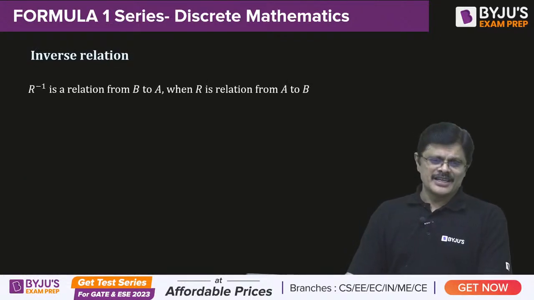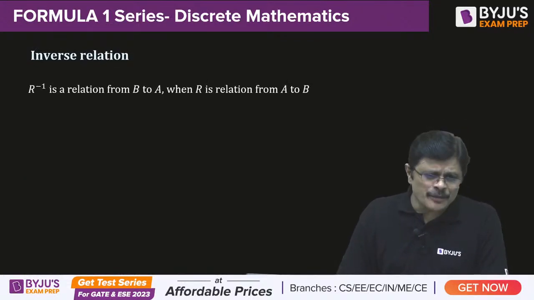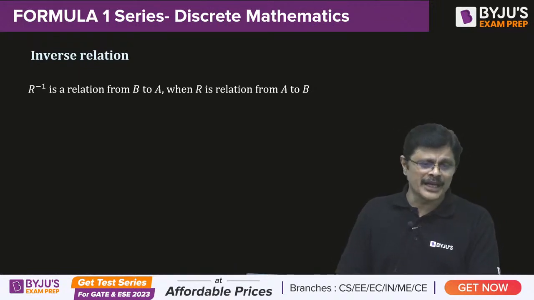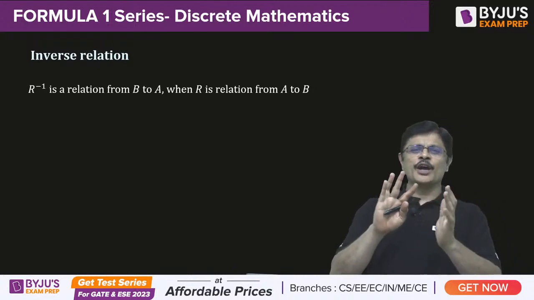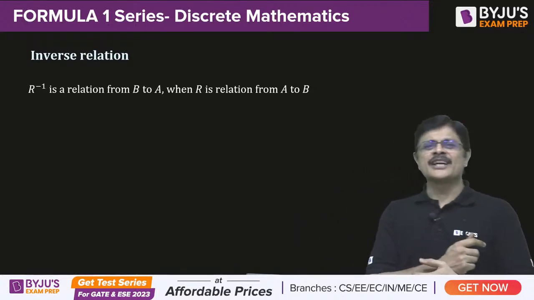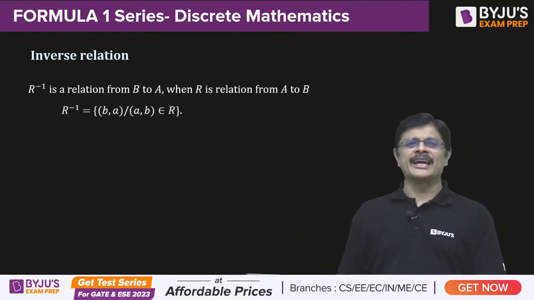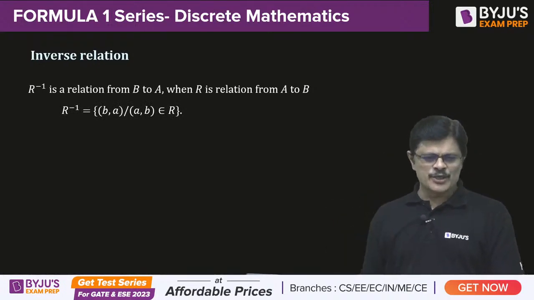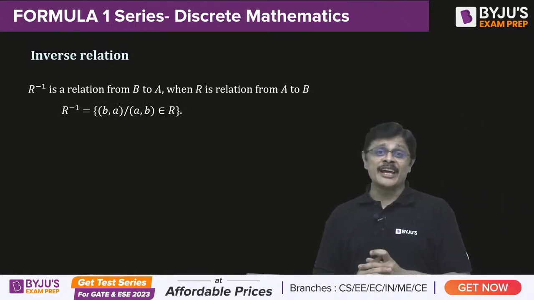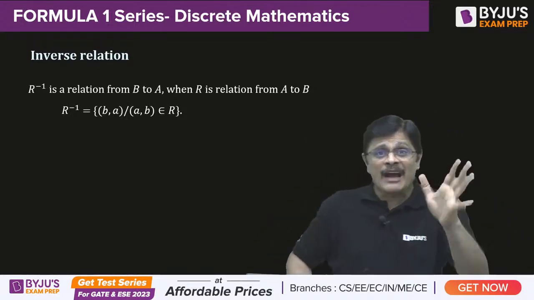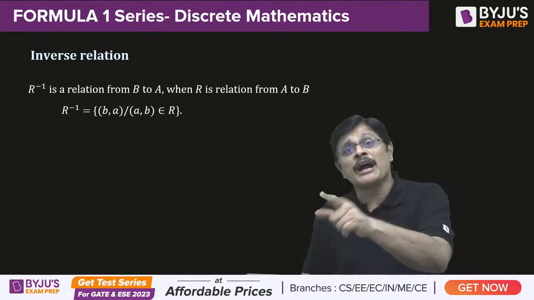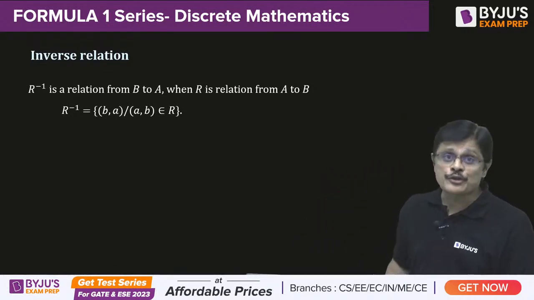Inverse of a relation. If R is a relation from A to B, then we have a relation from B to A that is called R inverse. It is just the set of all reversed ordered pairs: the set of all ordered pairs (b, a) such that (a, b) is in R. So for every relation, we can have an inverse relation. Remember, for every function we may not have an inverse, but for every relation we have an inverse relation. Don't get confused.